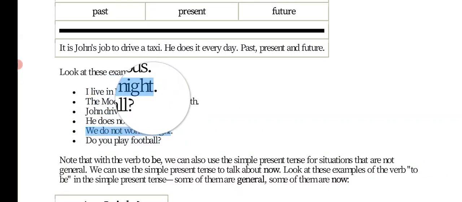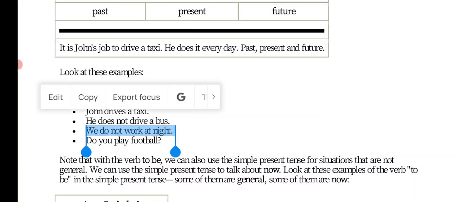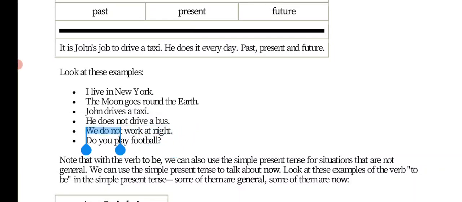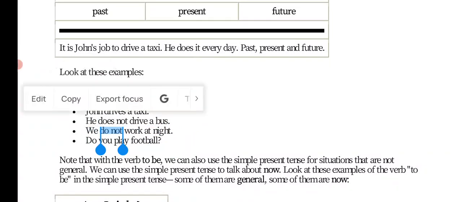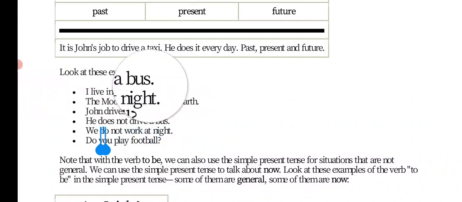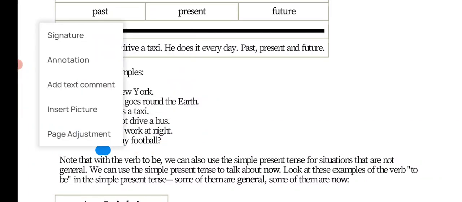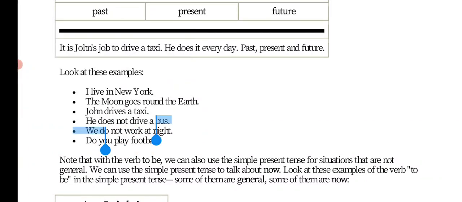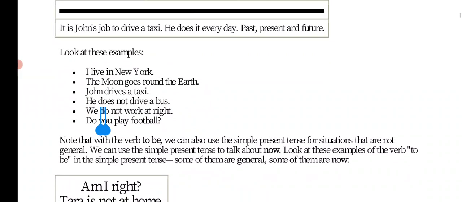We do not work at night. We is plural, so that is why it is do not, not does. Understand, we is the subject. This is a negative sentence. That is why we have used the word not. We do not work at night. Right? Do you play football? It is a general question. Do you play football? Again, it is simple present tense.